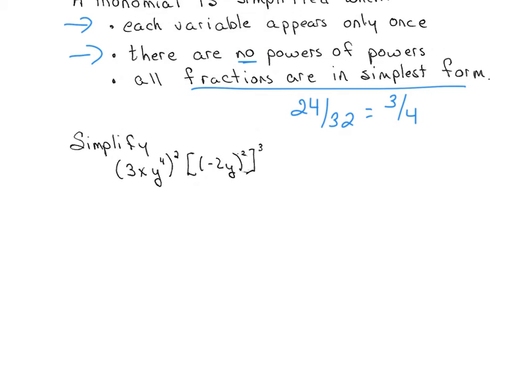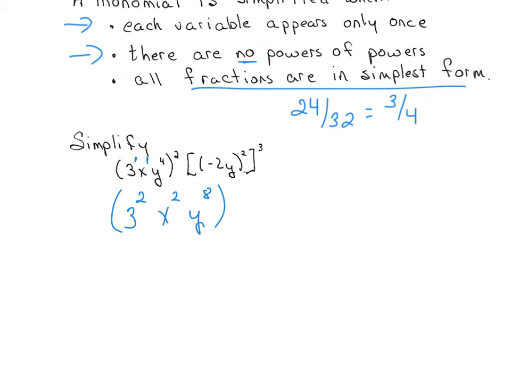All right, let's look at this one. Notice we're going to have 3 squared because there is no exponent, so a 1's understood. There's a 1 understood here. X to the 1 times 2 is x squared. Y to the 4 times 2 is y to the 8th. Now that takes care of that first term.